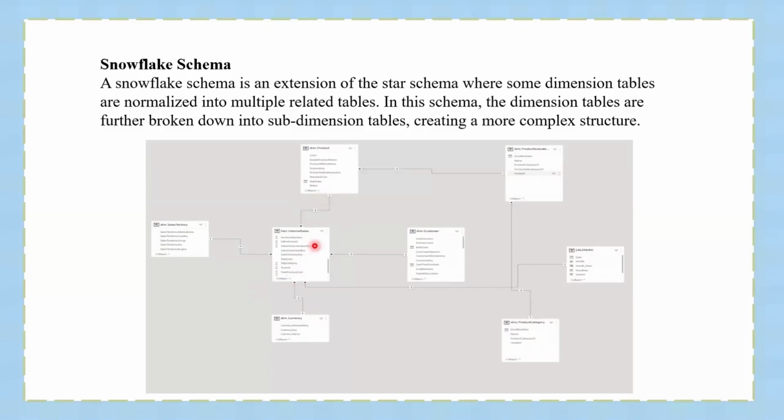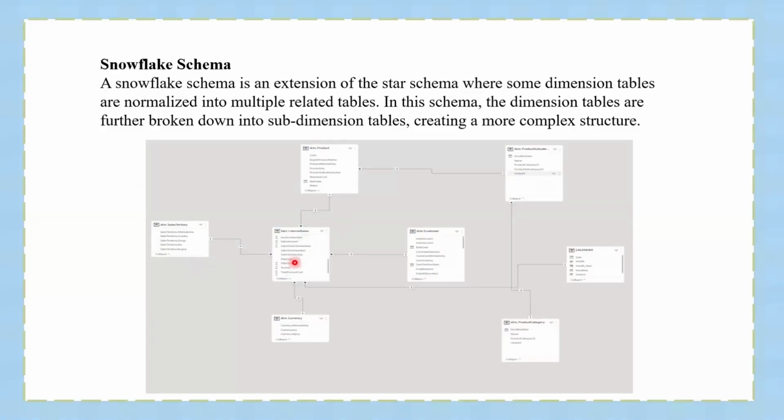This creates a more complex structure. It's not just like the direct structure of a star schema, where you only have dimension tables that are all related to one fact table, and that's it. Now you also have some other tables that are related to your dimension table, and your dimension table is related to your fact table.